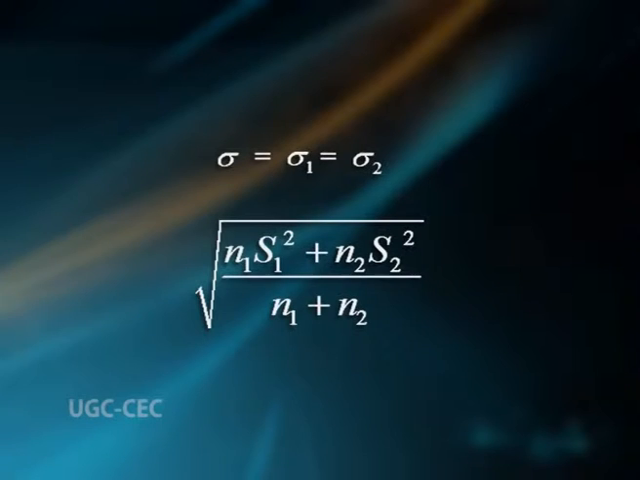If sigma 1, sigma 2 are unknown, and in addition it is assumed that sigma equal to sigma 1 equal to sigma 2, then the value of sigma is approximated by square root of n 1 s 1 square plus n 2 s 2 square divided by n 1 plus n 2.